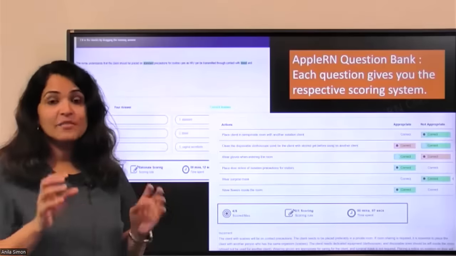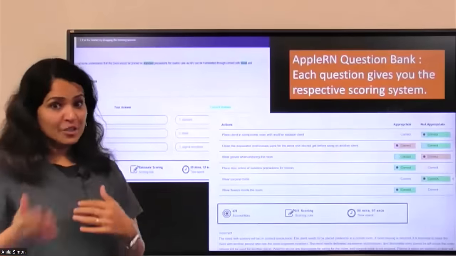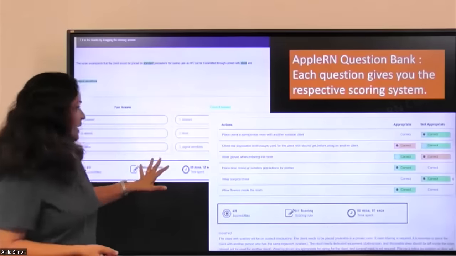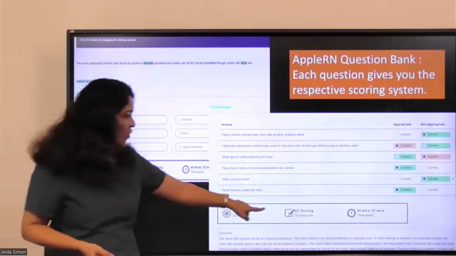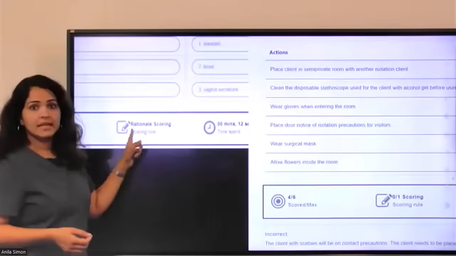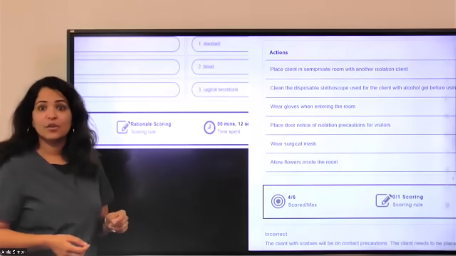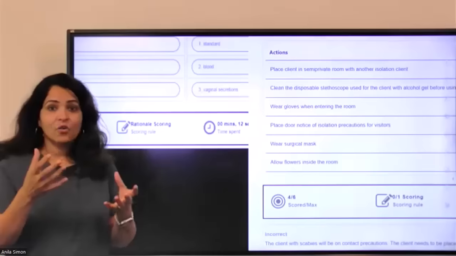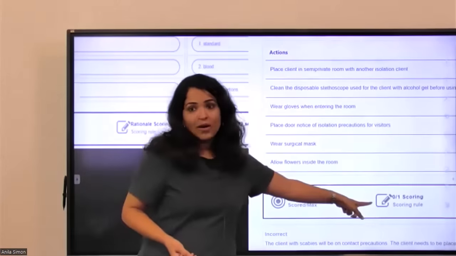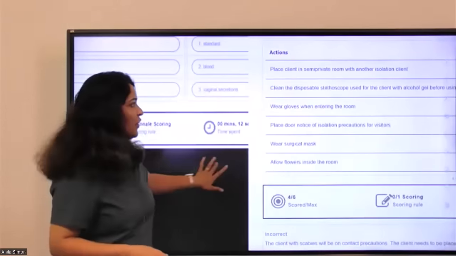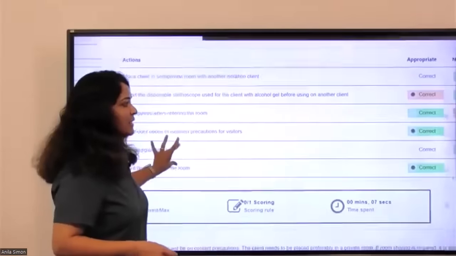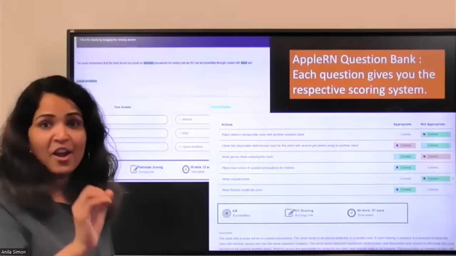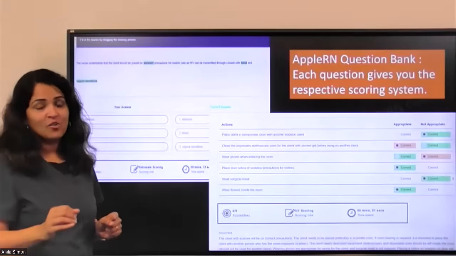Each question you do in our question bank, as you know, we have 3,000 plus questions, has a scoring method given there. It says here rational scoring. The scoring gives you an idea about what kind of question this is. And this is 0-1 scoring. So you will know when you're doing the questions what kind of scoring method is used. It is given for every question in the AppleRN question bank.